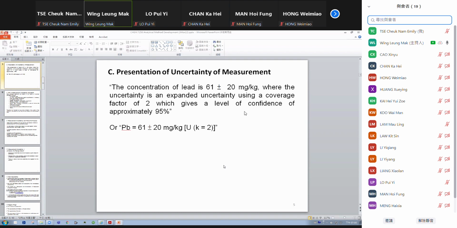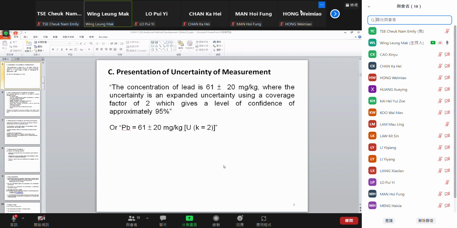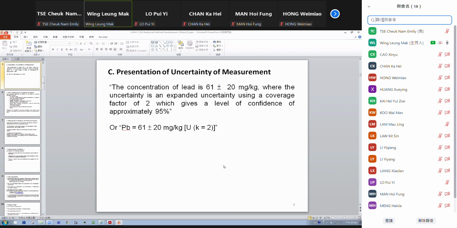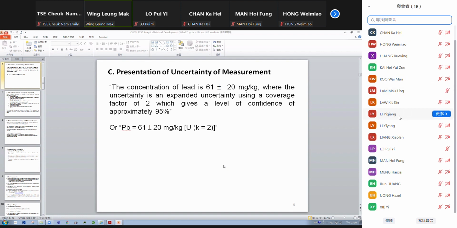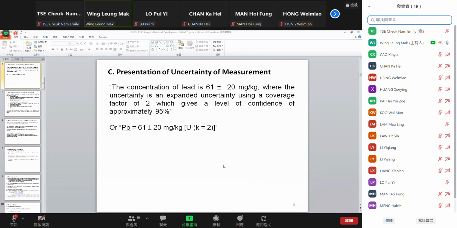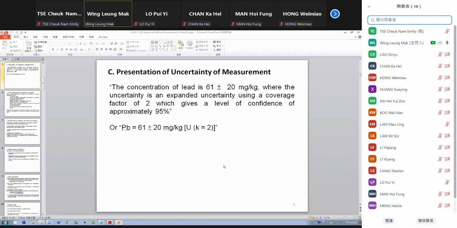In this lecture, we have learned about the measurement uncertainty. This is the presentation of the measurement uncertainty. For example, the concentration of the lead is 61 plus or minus 20 milligram per kilogram, where the uncertainty is an expanded uncertainty using the coverage factor of 2. The coverage factor of 2 is due to the normal distribution.